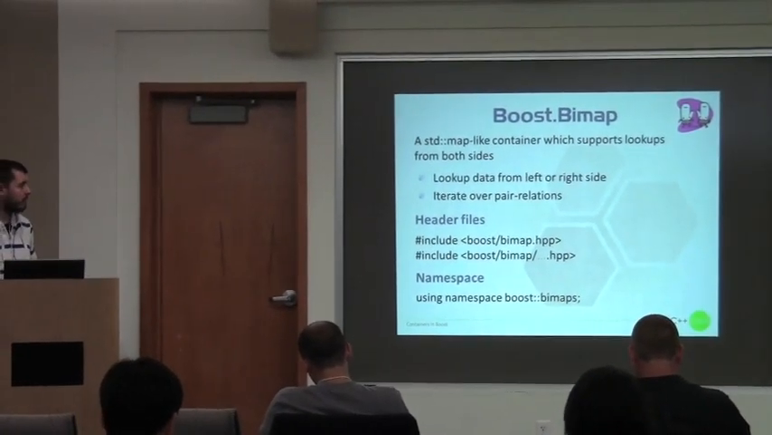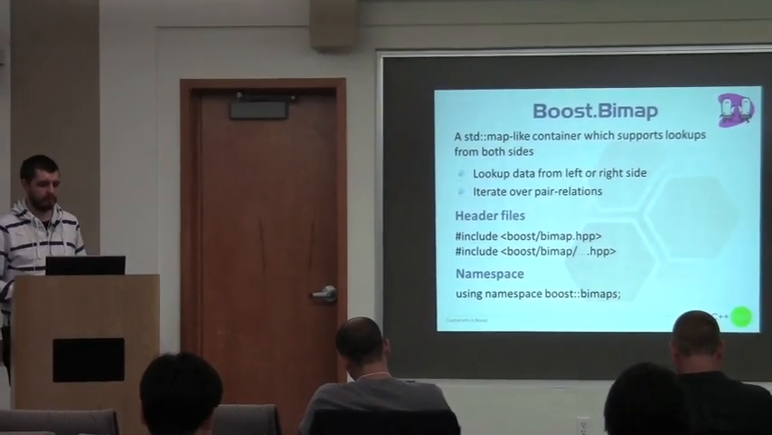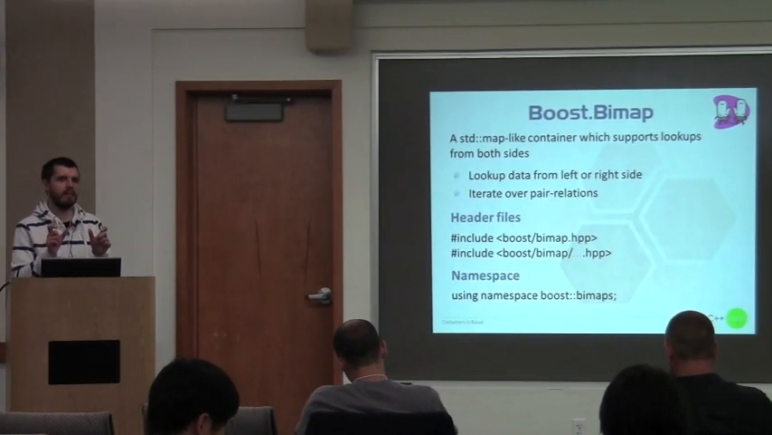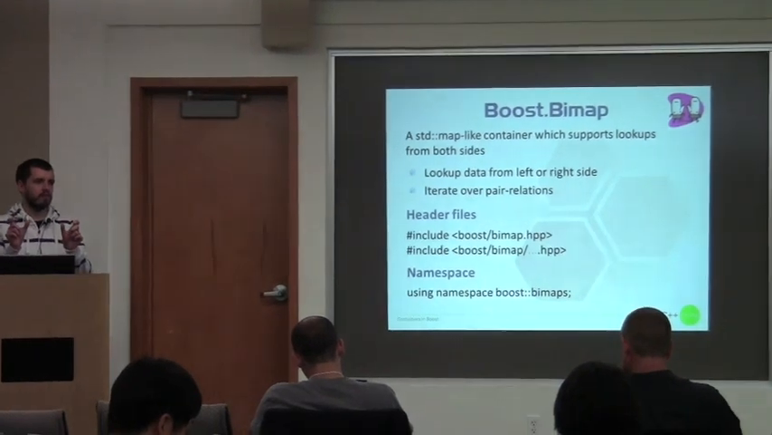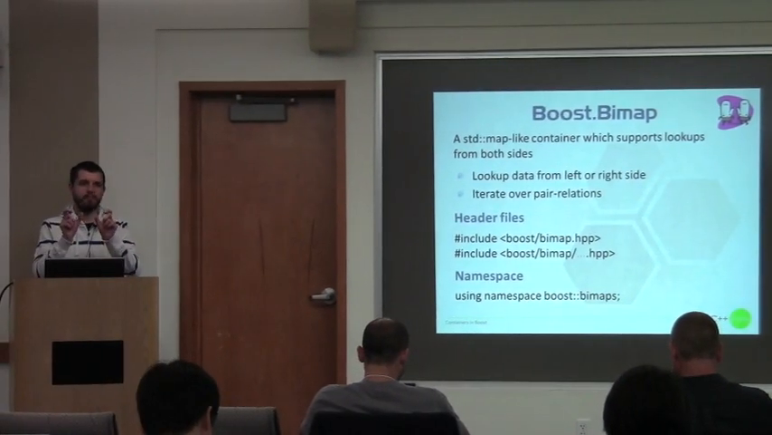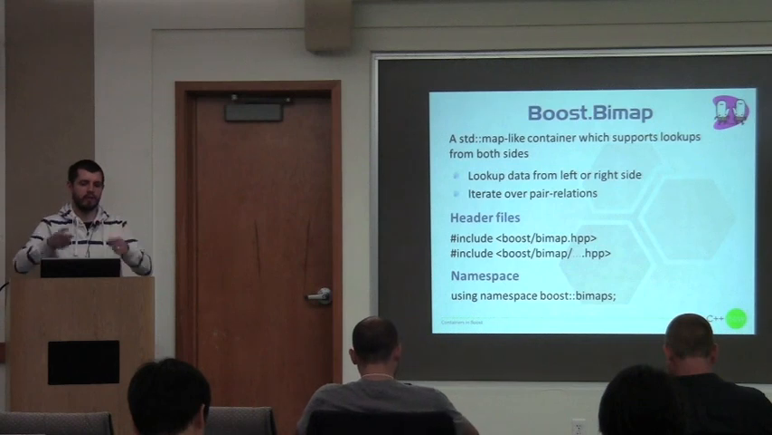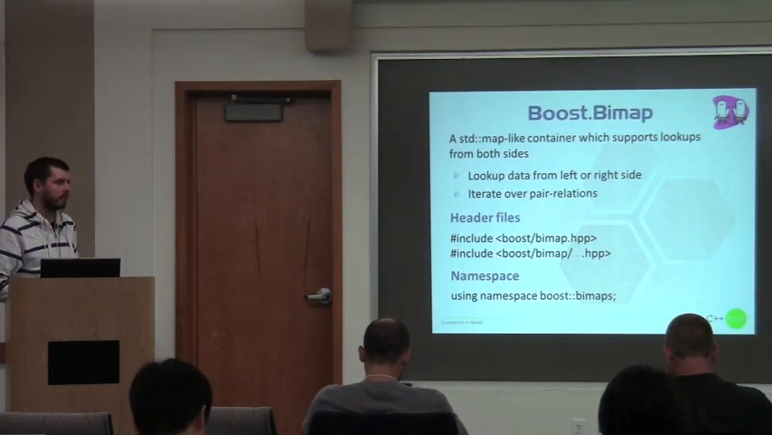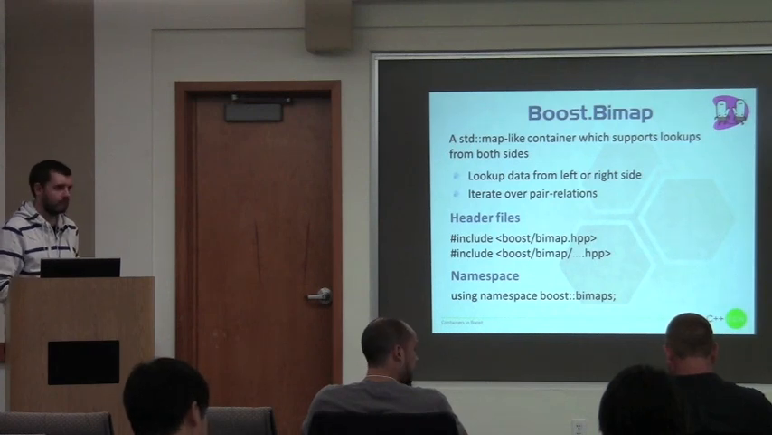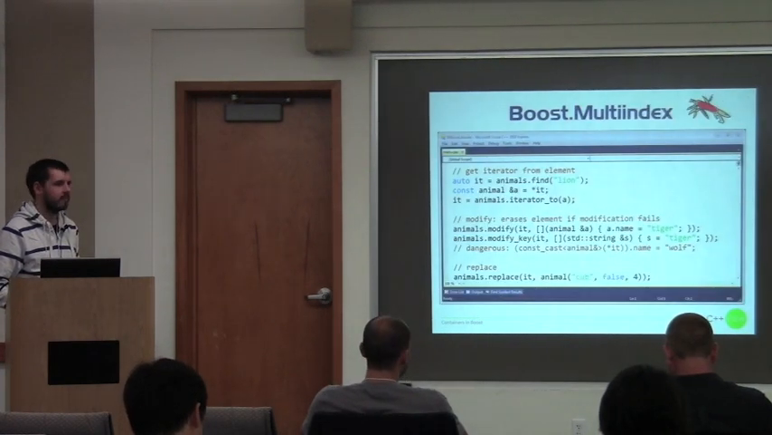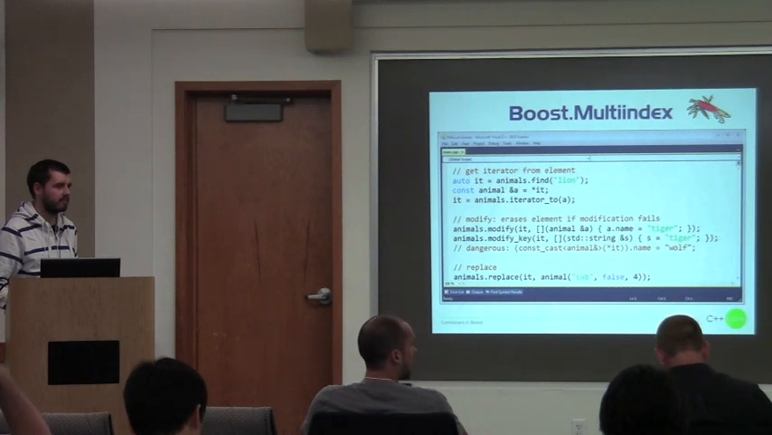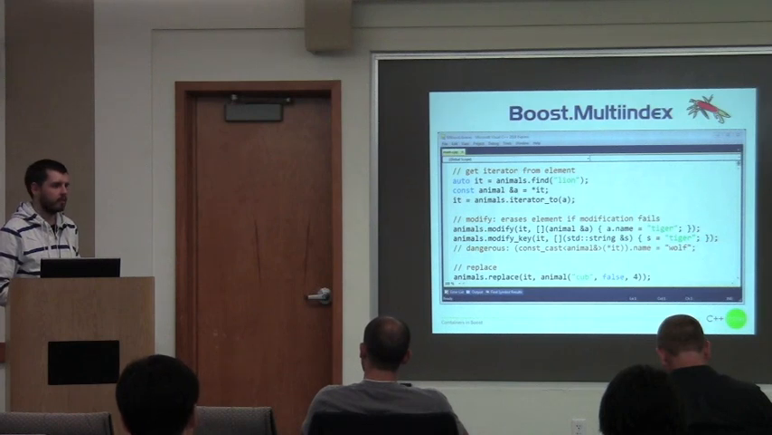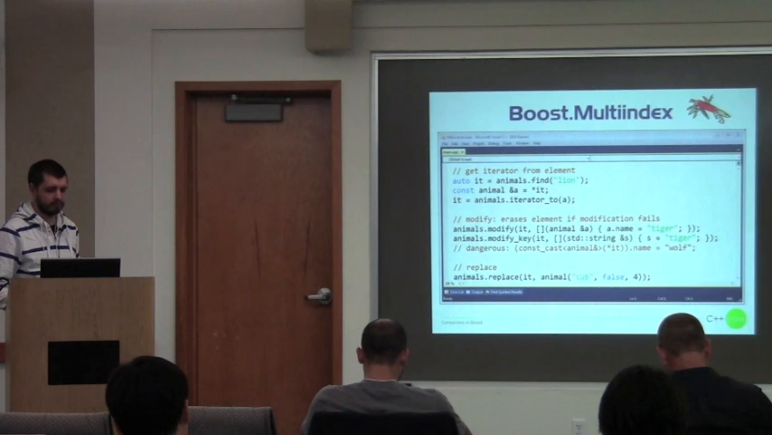What you can also do is iterate over pair relations in a bimap. So you do not necessarily look at a map from the left and from the right, but you can look at a couple of pairs and iterate over them. How this works, we are going to check again when we come to the slides. Okay, so Sebastian looked it up: modify returns a bool, which hopefully tells us whether the modification was successful or not.